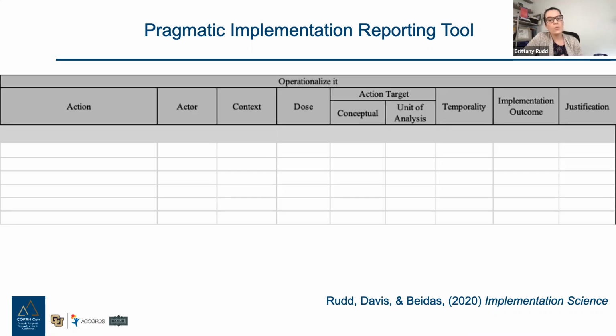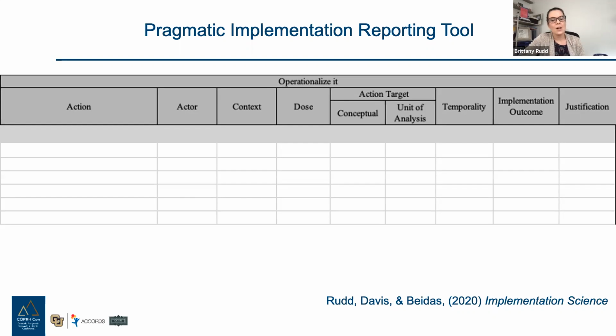Context, where and when does this happen? Is this training in person, or is it virtual? Is the technical assistance offered as needed, or is it on a set schedule? Dose, how much of it are they doing? Is it a 40-hour training, one hour of supervision once a month?